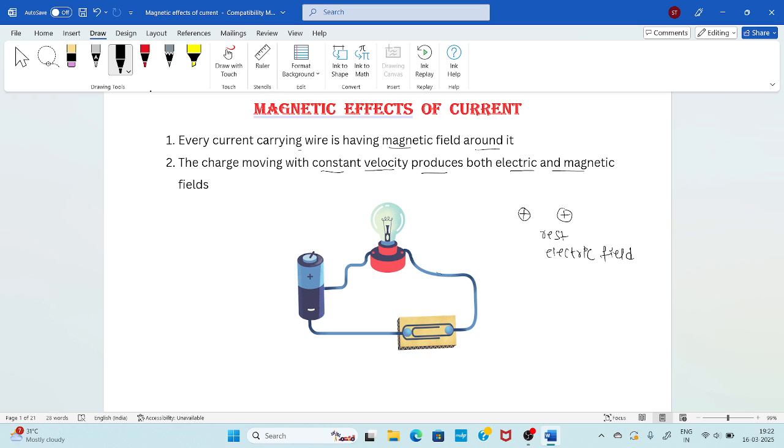The source of magnetism is a moving charge. So only if there is a moving charge, a magnetic field is produced. Whenever the charge is moving with a constant velocity, it produces both electric and magnetic fields. Every current carrying wire has a magnetic field.